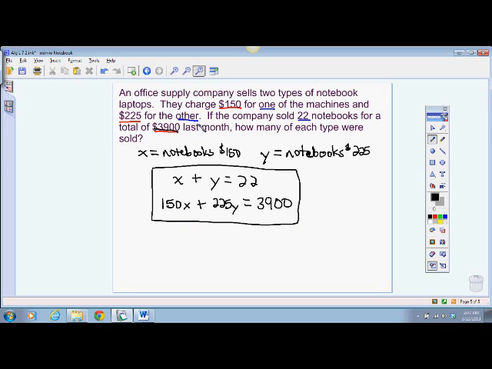So when you're given a real life situation and you have to solve it and it doesn't seem quite like you have enough information, keep in mind, just assign some variables to what's going on. The $150 machines, I'm going to call those X. The $225 machines, I'm going to call those Y. If I know I sold 22 of them, that means however many of the X's and however many of the Y machines altogether equals 22. And then think of it in terms of money. Each one of these machines cost me $150. Each one of these machines cost me $225. And altogether, in this case, we sold $3,900. So that's how we set up the system.